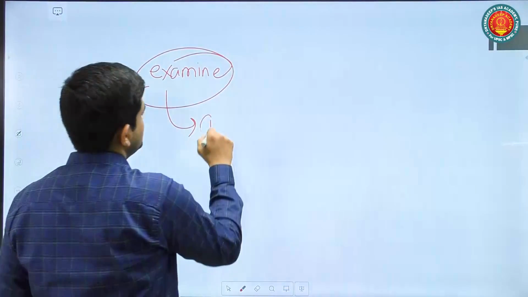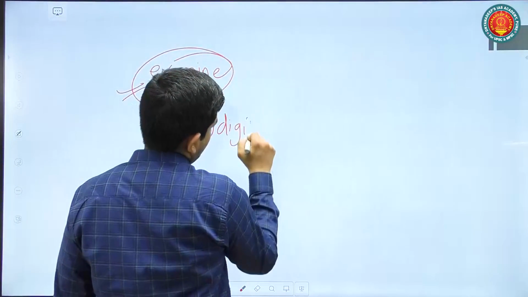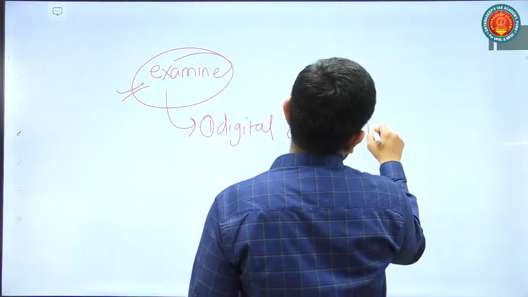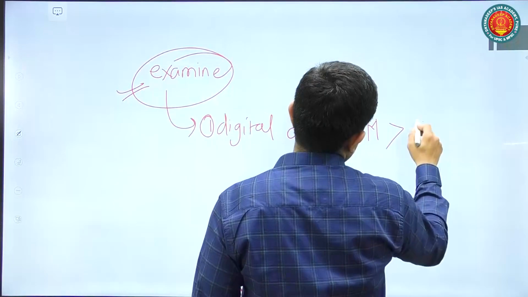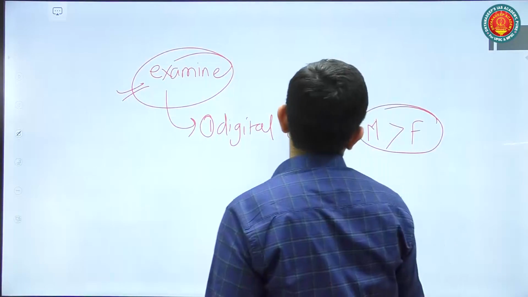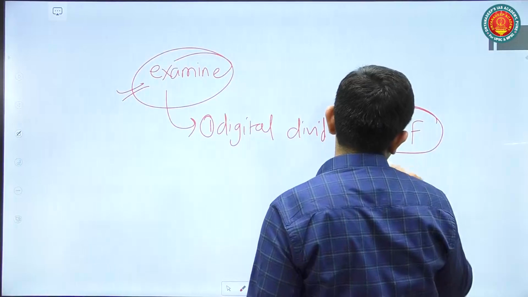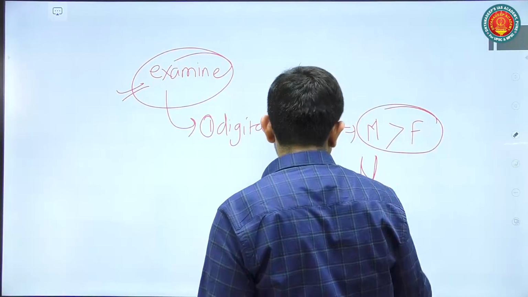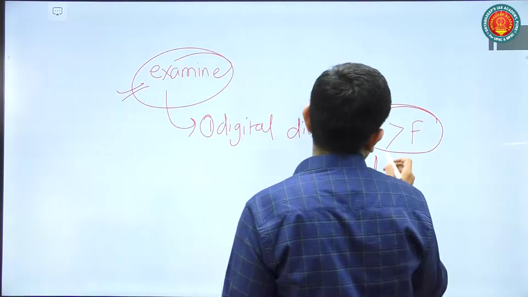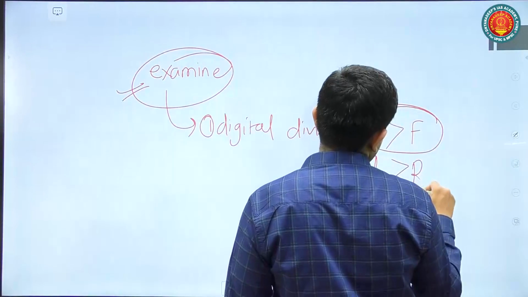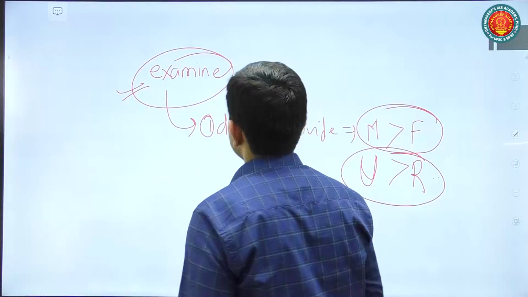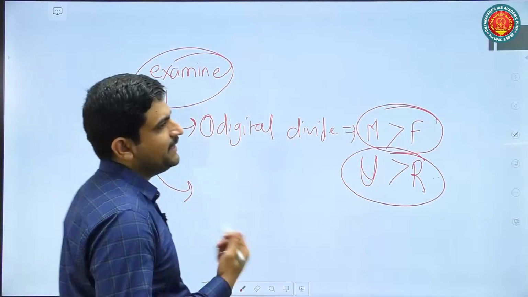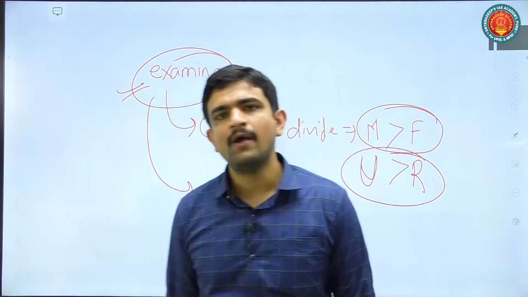The first thing is that there is a digital divide. For example, more males are using digital devices than females, or more urban people have a high percentage of access to digital technologies as compared to rural areas. So these are the dimensions that you have to mention in an examine question. In examining, other things also you have to mention.